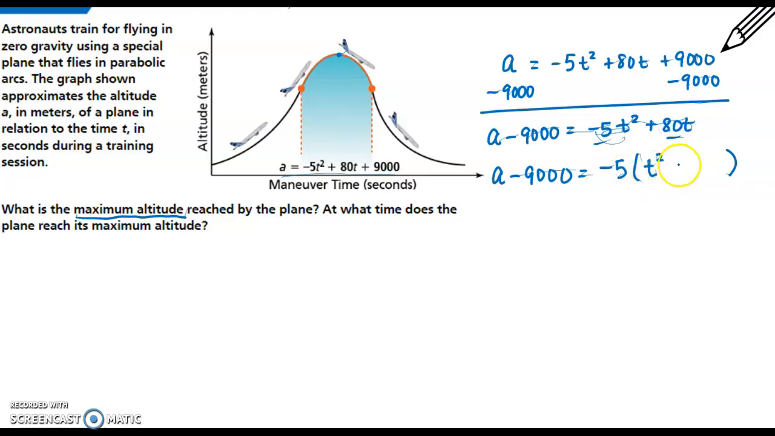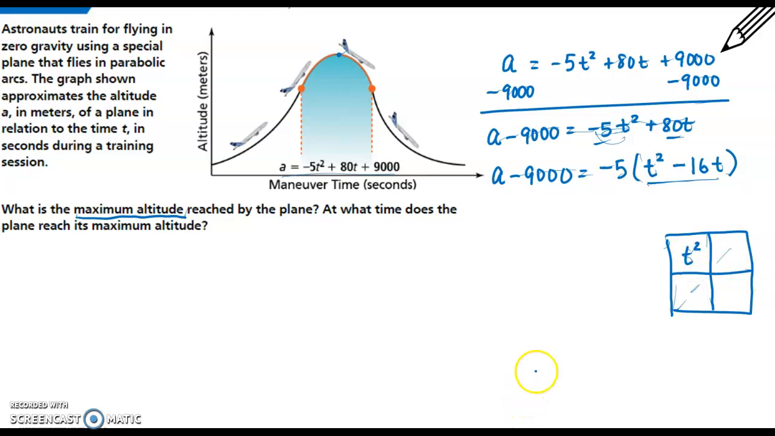And then 80 divided by negative 5 would be negative 16, and that would still have a t on it. Okay, the part that we're going to complete the square is the part inside of the parentheses. So we're going to go ahead and draw our square. This corner will be t squared. These two corners have to be equal and they have to add up to negative 16. So I'm going to put negative 8t and negative 8t, which means that this would be t and this would be negative 8. And that makes this box 64.